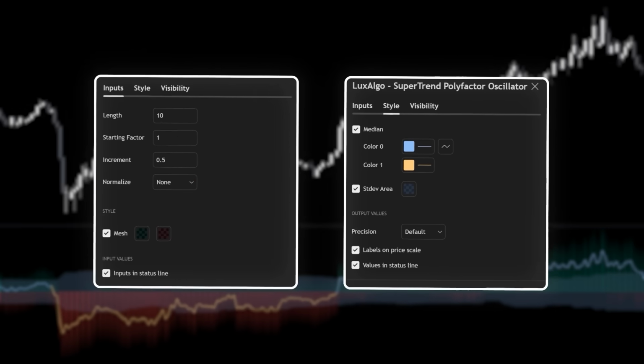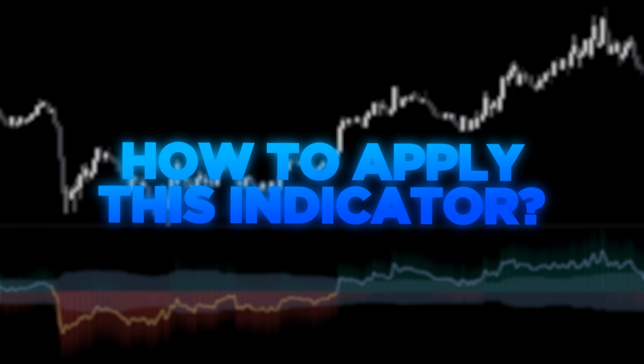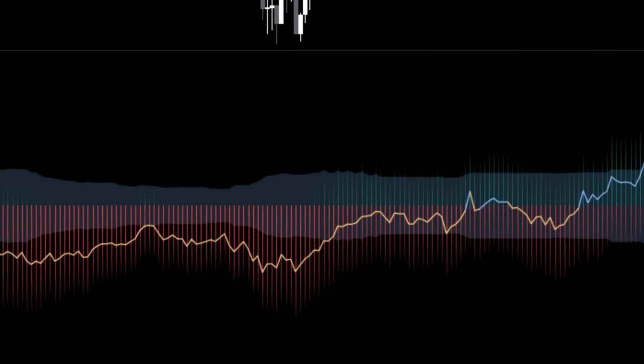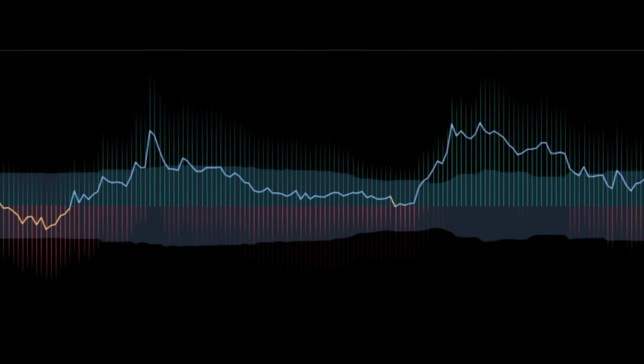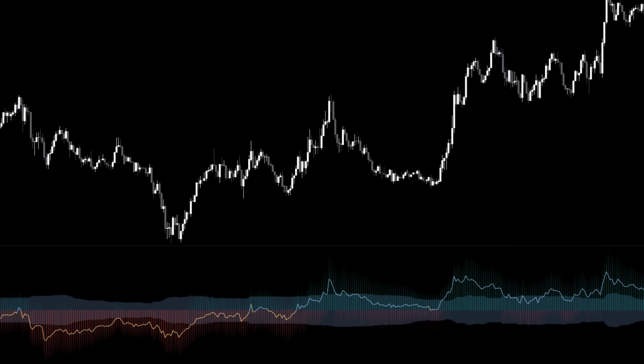With a full understanding of how each element works, the next step is learning how to apply this indicator in your trading to identify high probability setups and filter market noise. While this oscillator provides a wealth of information, it's most effective as a filter for your trade setups, rather than a standalone entry or exit system.